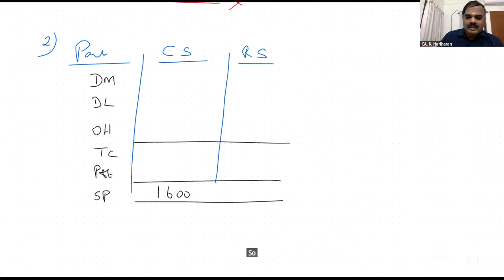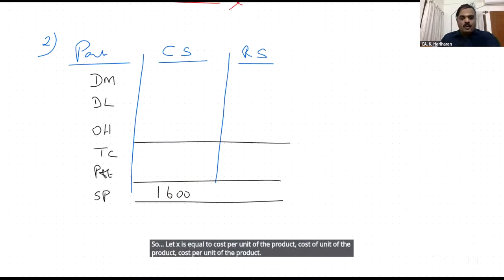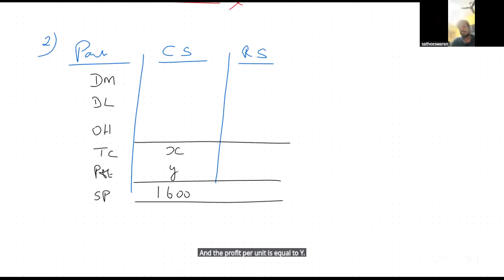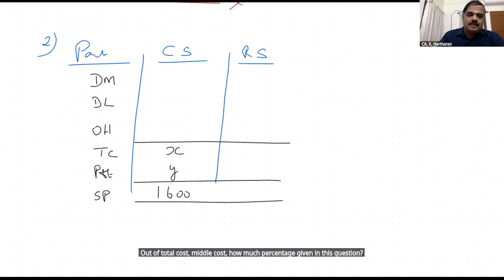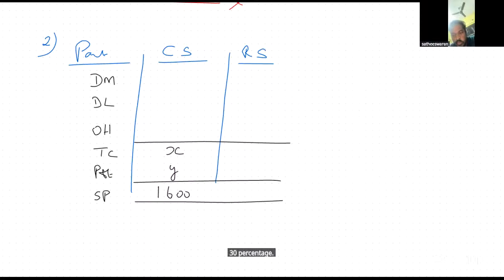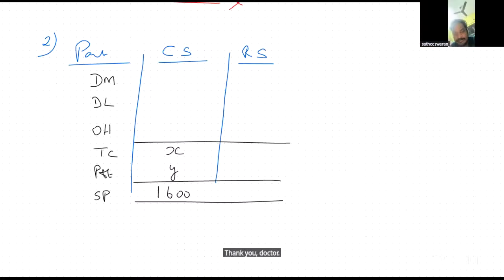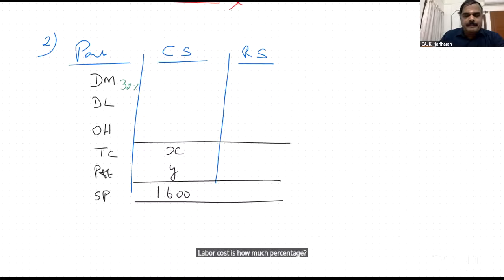How much the cost per unit and how much the profit per unit is not given. So let X be the cost per unit of the product. Let Y be the profit per unit. Are you comfortable? Out of total cost, how much percentage is material cost? 30%. Labor cost is 40%, and the overhead is 30%.